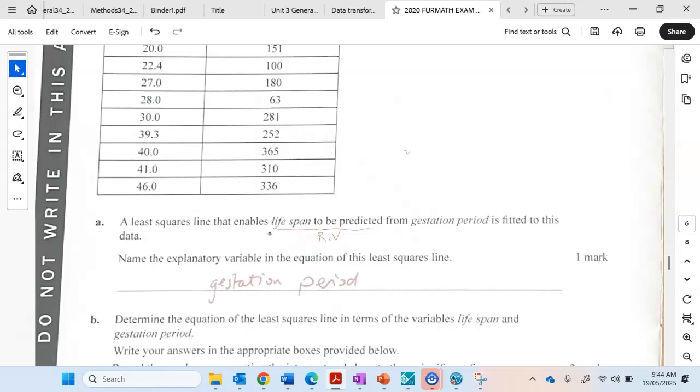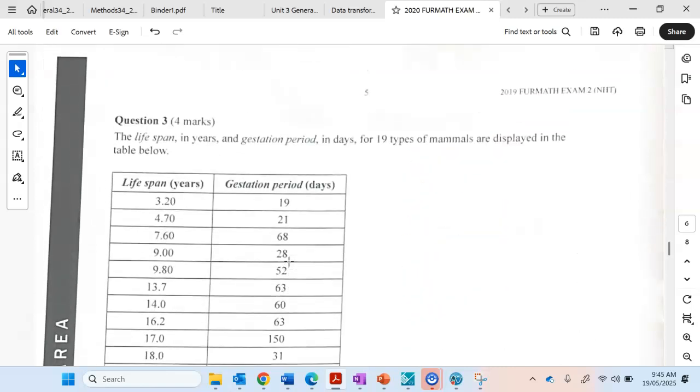So what you're predicting is your RV, because remember we go y equals. This is what we're predicting, always the y or your response variable. Whoops, I'll turn that into a predict, I hate having spelling mistakes. So you're always predicting your y, your RV, and then obviously the other one is going to be your EV. So the explanatory variable is gestation period. This is your X and this is your Y.